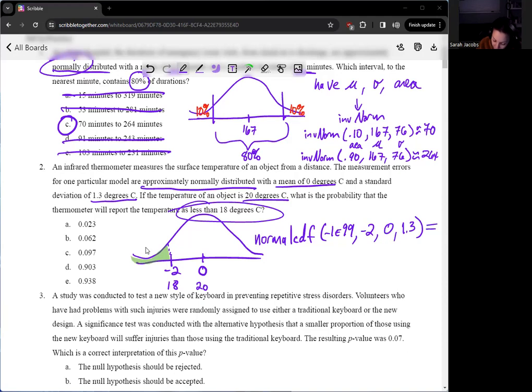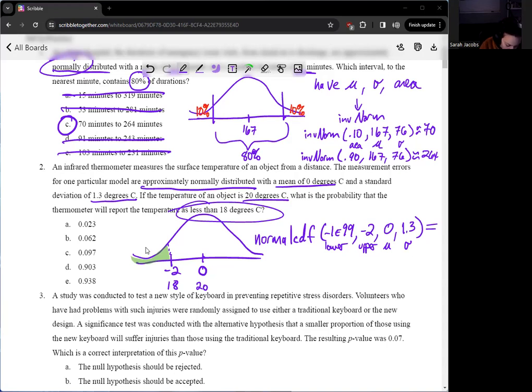You do want to be careful. We're not using 20 as our mean, because the normal distribution is about the error, not about the actual temperature. So that's why those numbers are a little different. As usual, we're going to label everything. So this is lower, this is upper, this is our mean, and this is our standard deviation. So normal CDF, that second vars.